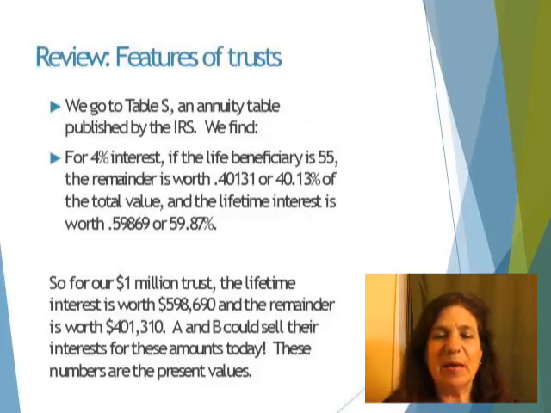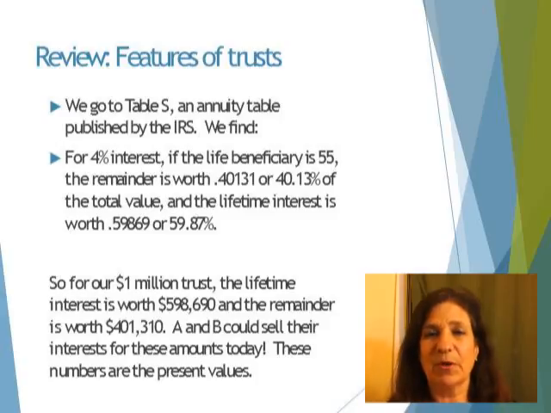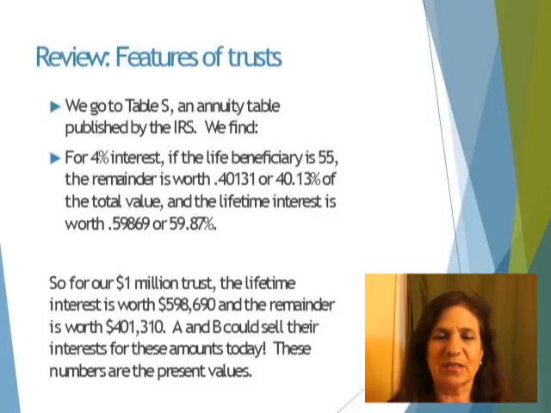Well, we go to Table S, and you should have Table S somewhere in the back of your Code and Regulations supplement. It's published by the IRS. And we look up the interest rate and we look up the age of the life beneficiary. And it tells us that the remainder is worth 0.40131, or about 40% of the value is in the remainder. And then the lifetime interest has the rest of the value.